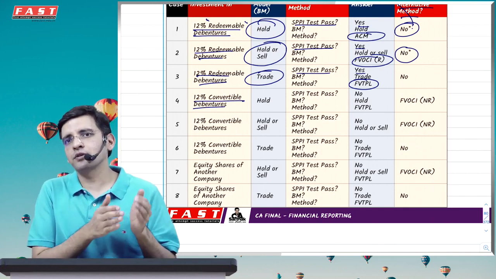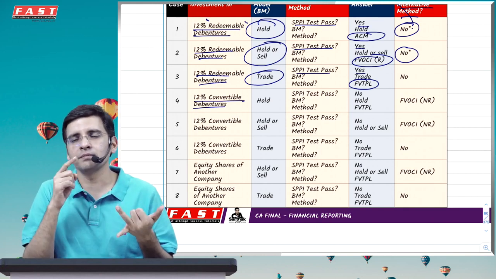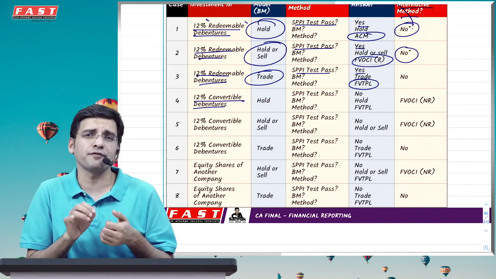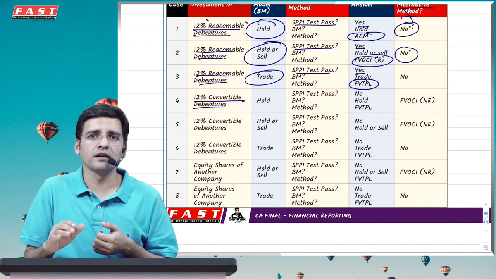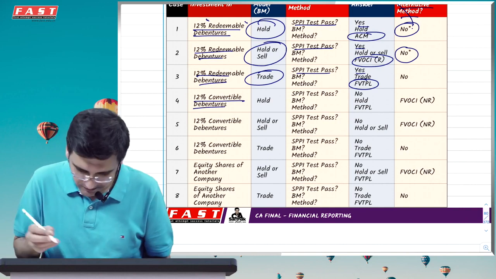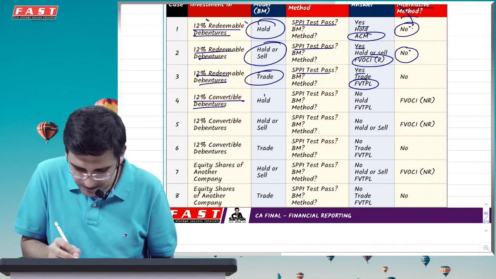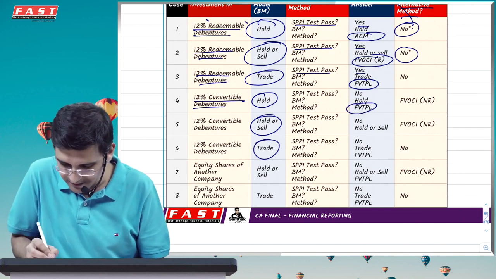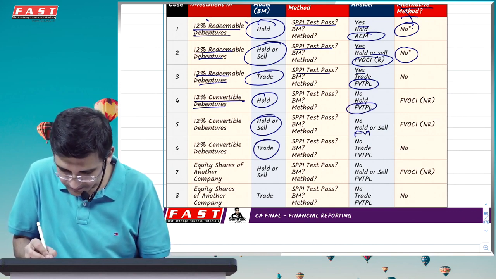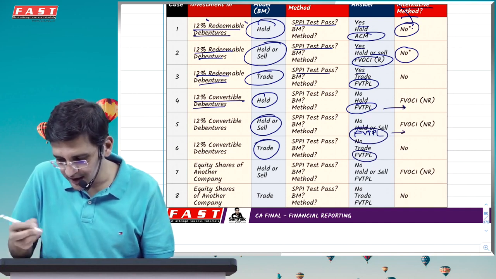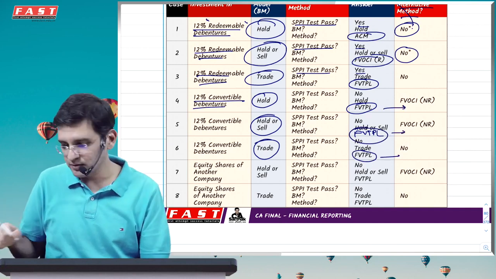In such cases, because the SPPI test is not met, you have to use FVTPL, except you have the option that initially itself you can use FVOCI but without recycling, and this is an irrevocable option, you cannot change it later on. So for a 12% convertible debenture, whether your business model is to hold, or hold or sell, or trade, in all cases you will have only FVTPL, or the FVTPL option. However, here you have a choice of FVOCI without recycling, but not in the case where you are intending to trade.